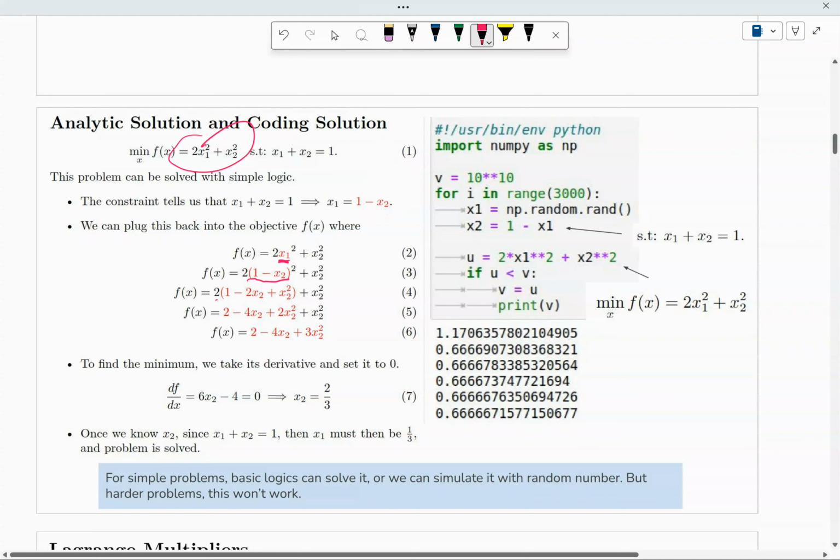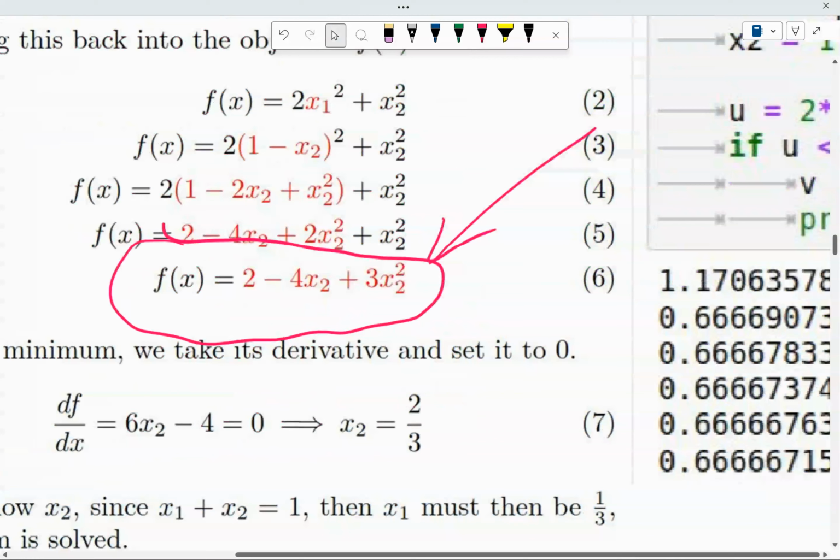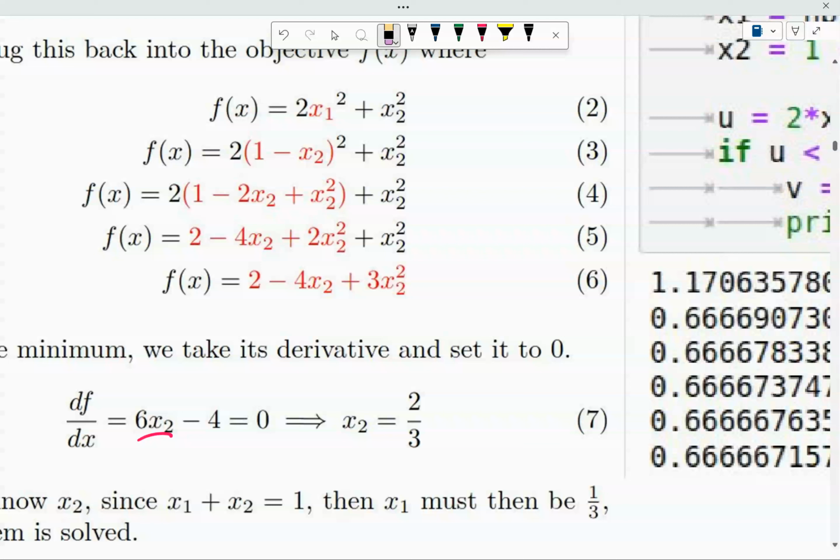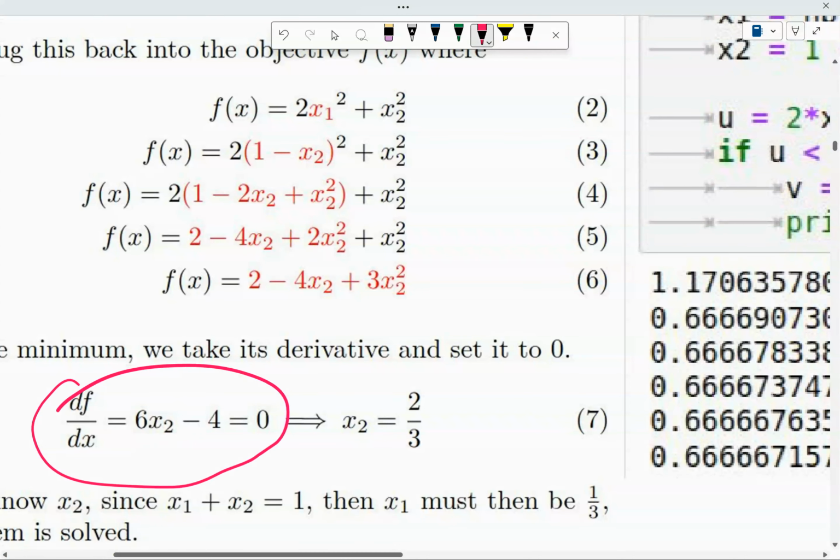And if we multiply this out, we end up with a term that is only in terms of x2. Notice there's no more x1 because we plugged it in. And then when we simplify, we have a pretty simple expression in terms of x2. So if we want to do minimization, we can simply take the derivative and set it to 0. The derivative of this is 6x2 minus 4. So if we set it to 0, this tells us that x2 must equal 2/3.